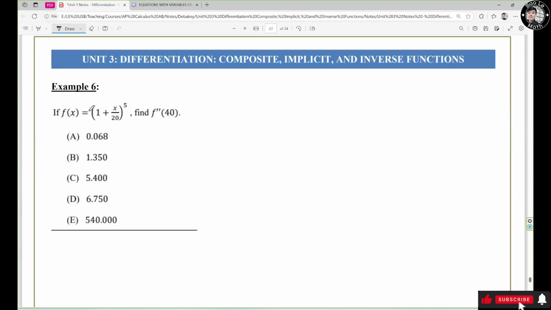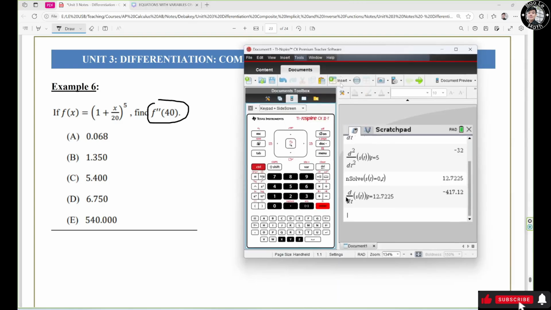Now let's move on to number 6. If f of x equals (1 plus s over 20) raised to the 5th, you need to calculate the second derivative at 40. Looking at the answer choices, it's going to be a decimal, so I'm going to pull up the calculator. Now I need to store the function, so I hit f of s and then control and this button right here. So it's going to be (1 plus s over 20) to the power of 5. I hit enter, done.